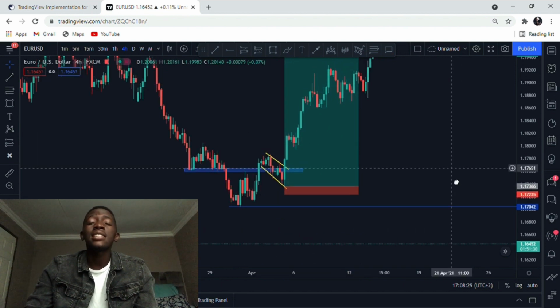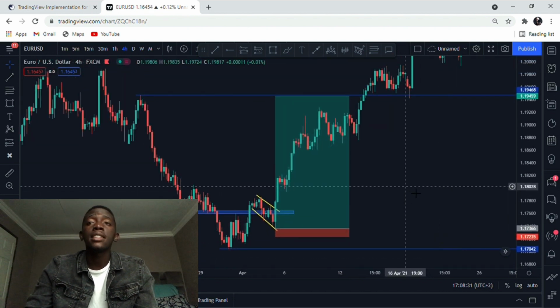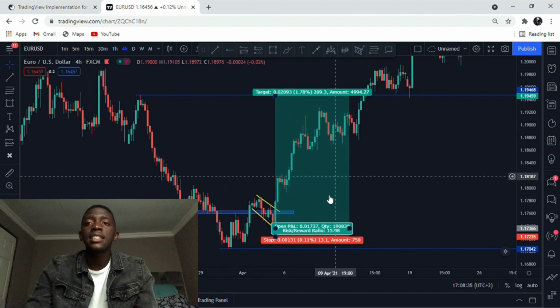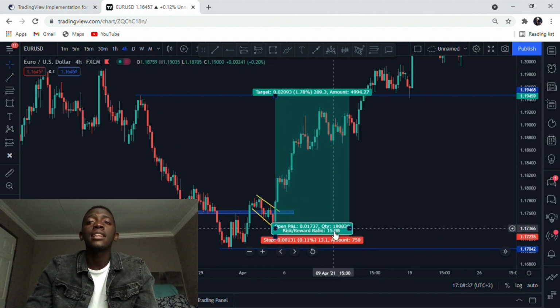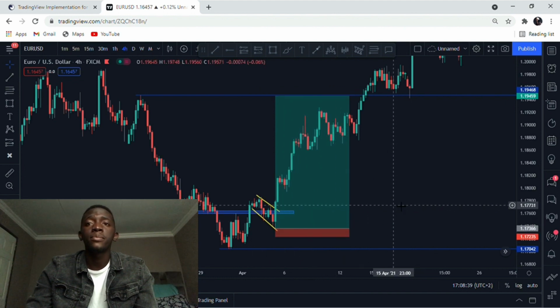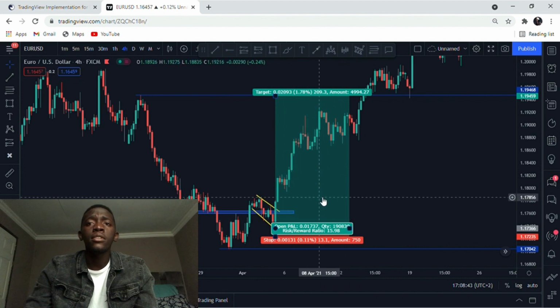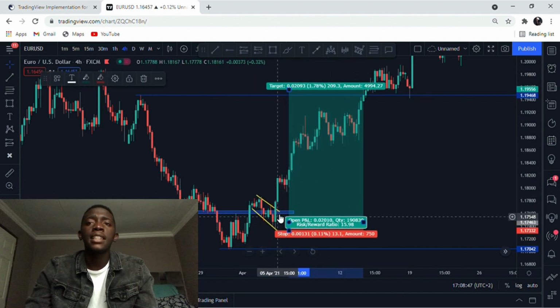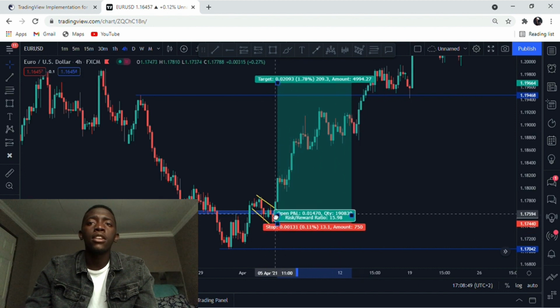As you can see, this is a very good trade. You don't get trades like this on an everyday basis. This is like a 1:15 risk to reward ratio, which is quite good. Obviously if you are more of a conservative trader, you would take the trade at the break of the structure.